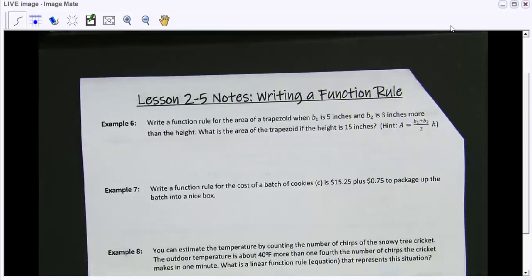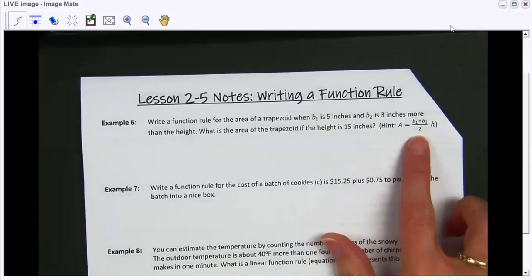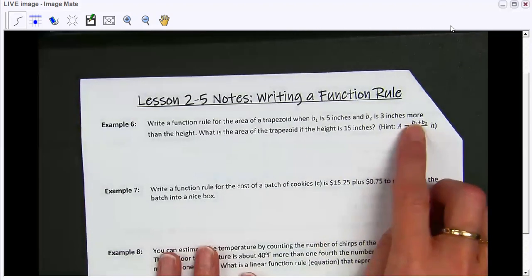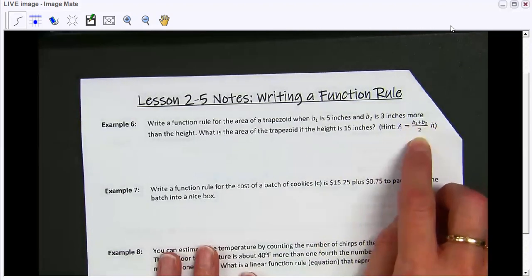Write a function rule for the area of a trapezoid when base 1 is 5 inches and base 2 is 3 inches more than the height. What is the area of the trapezoid if the height is 15 inches? All right. So here is the formula for the area of a trapezoid. We have area equals base 1 plus base 2 divided by 2 times the height.